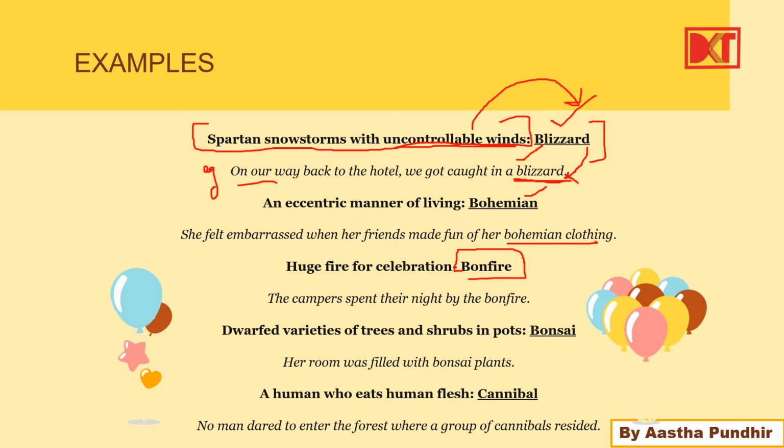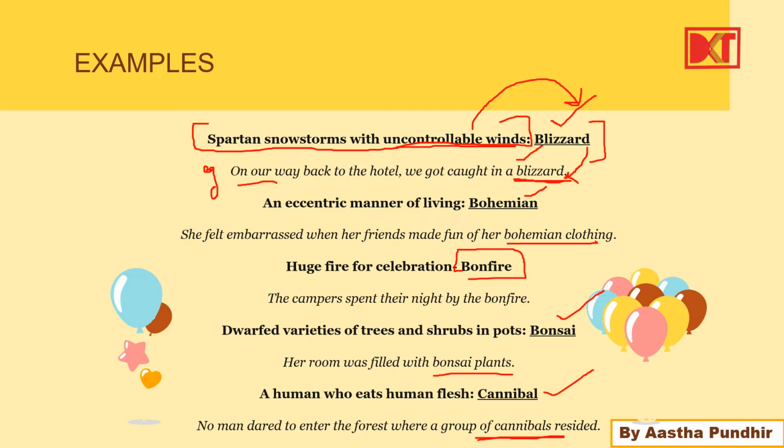Another example could be here: dwarfed varieties of trees and shrubs in pots, bonsai. Her room was filled with bonsai plants. Another one: a human who eats human flesh. Oh God, cannibal. No man dared to enter the forest where a group of cannibals resided.